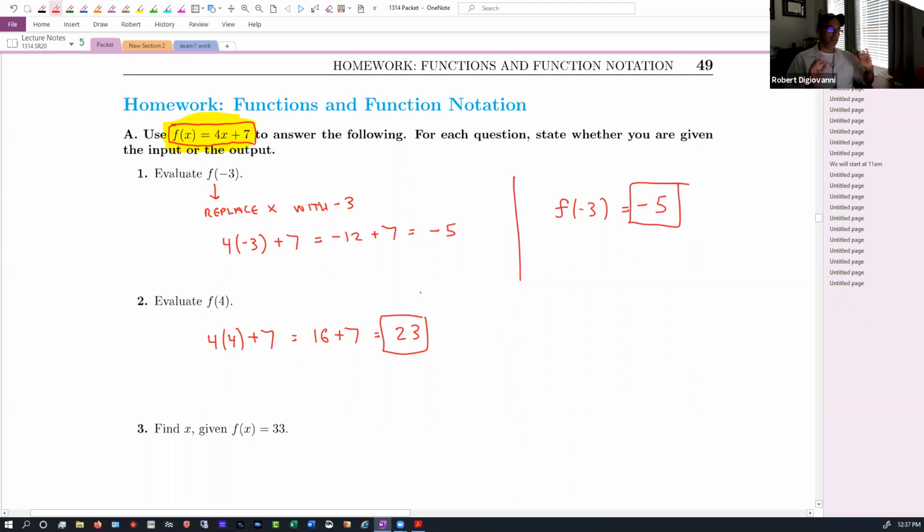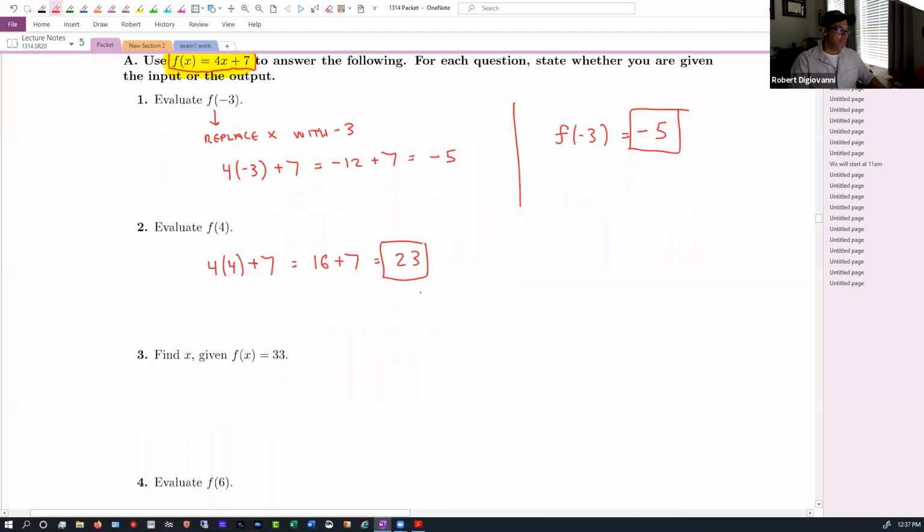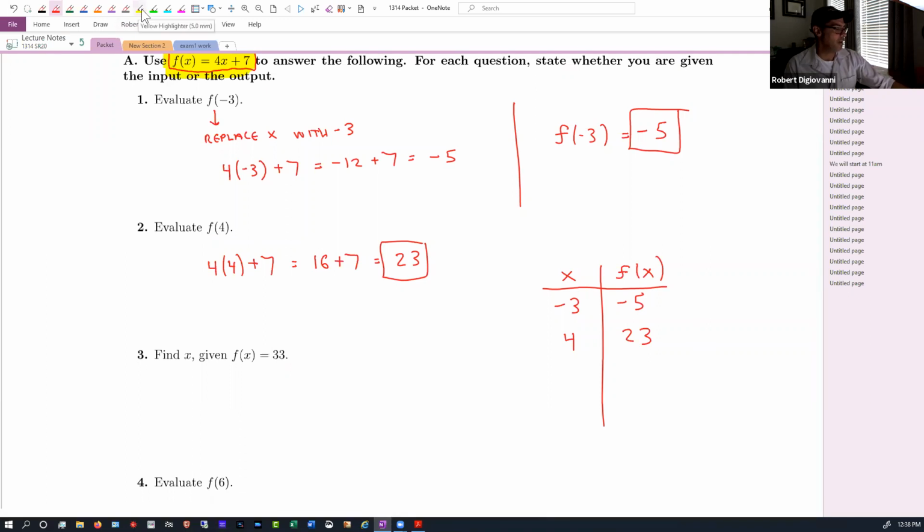The first two are pretty straightforward. The third problem is different. The third problem is saying, find the x which gives you a value of 33. So if we go back up and look at the previous two problems, if I were to look at a table, number 1 said that when you plug in -3, you get -5. Number 2 said when you plug in 4, you get 23. The third problem is not asking us to plug in 33. They're saying what x gives us 33. So they're saying, what x do we plug in to get 33?